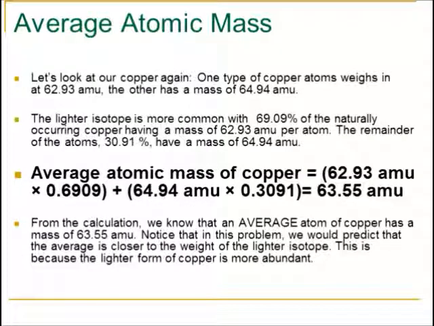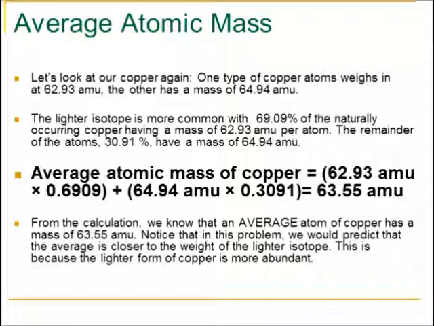And so again, let's go back and look at our copper. One type of copper atom weighs in at 62.93 AMUs. The other had a mass of 64.94 AMU. So the lighter isotope is more common with 69.09% of the naturally occurring copper, which we said has the mass of 62.93 AMU per atom, and the remainder, which is 30.91%, have a mass of 64.94 atomic mass units per atom.